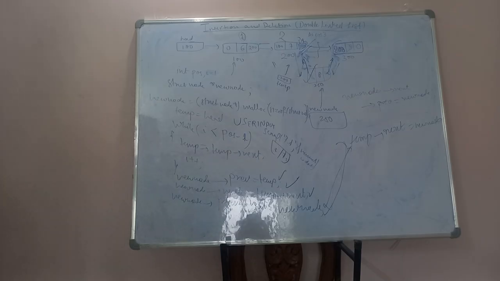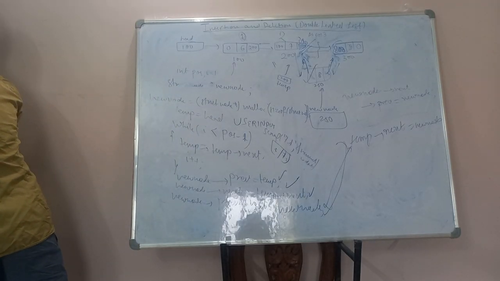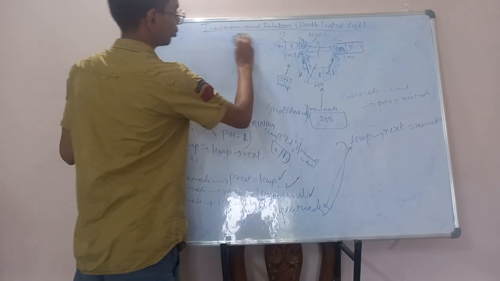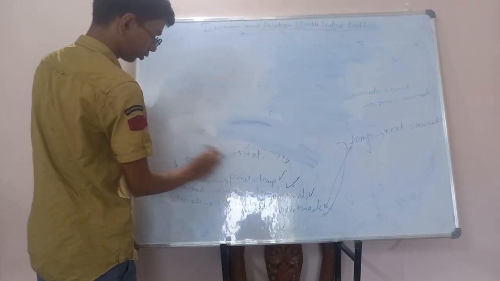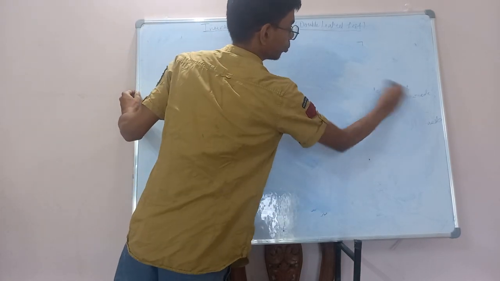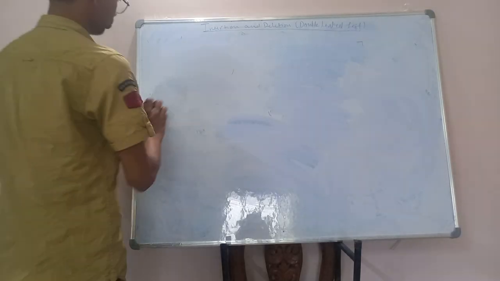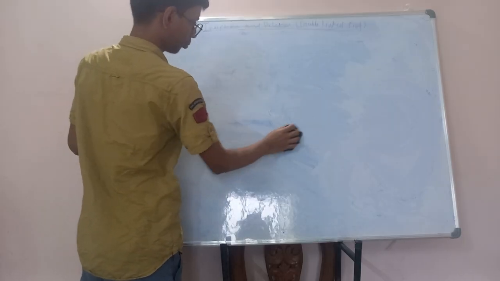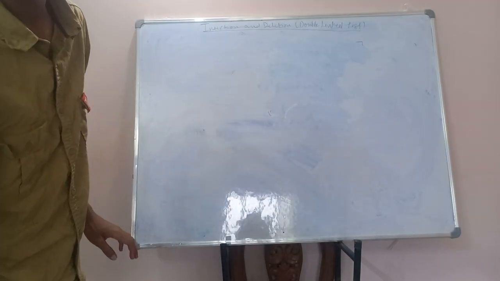So now I will discuss deletion of a node from my linked list, right? So I am erasing this. Right, now I will write code for deletion.